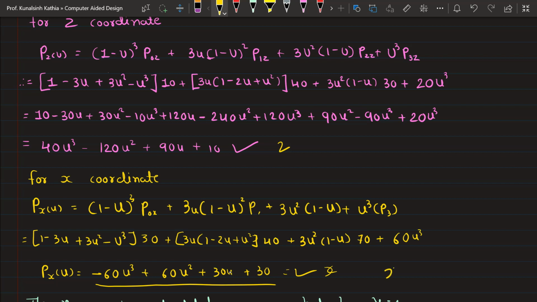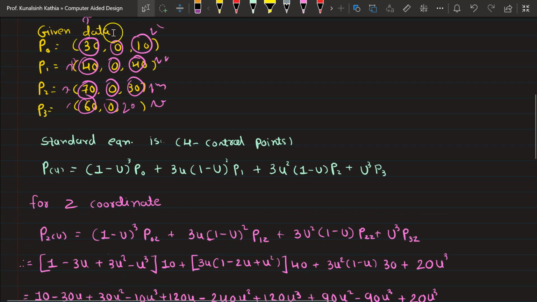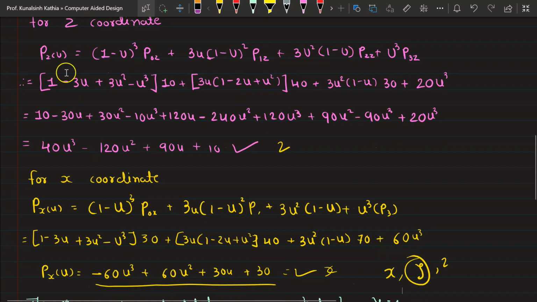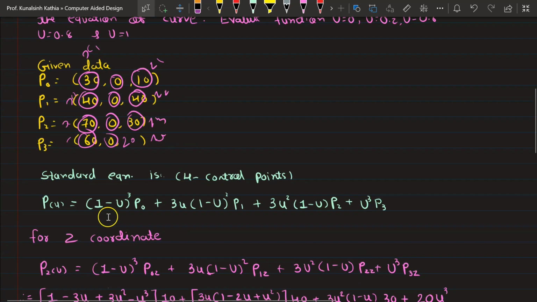So now we found the x and we found the z. So what about the y? Similarly you can find the y also, but if you notice here that all values of the y are 0, right? So if you put those values as 0, then this equation will become automatically 0, so you don't need to calculate it. So we are considering that Puy is equal to 0, so its equation will be 0 for us, right? So this was the first requirement.